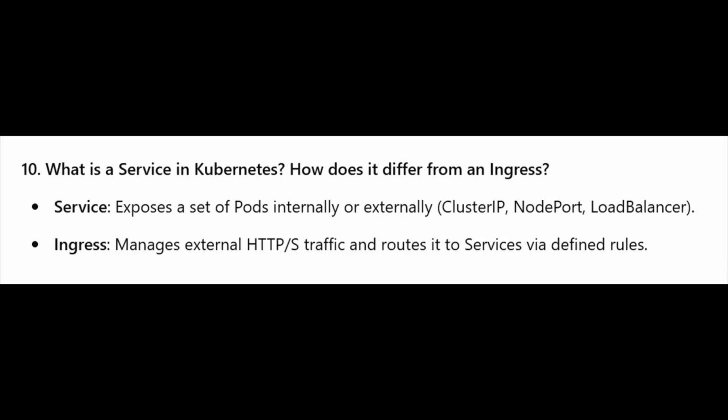What is a service in Kubernetes? How does it differ from an ingress? A service exposes a set of pods internally or externally: cluster IP, node port, load balancer. Ingress manages external HTTP/S traffic and routes it to services via defined rules.